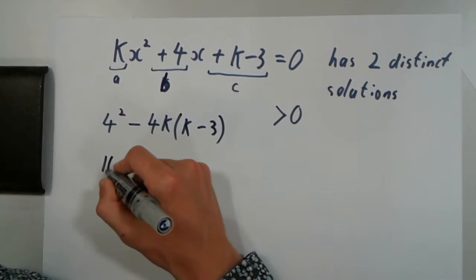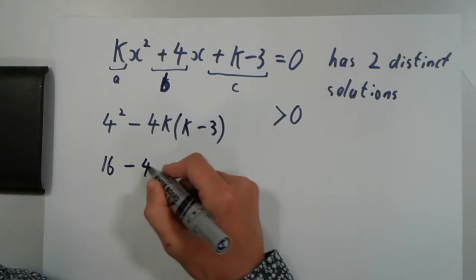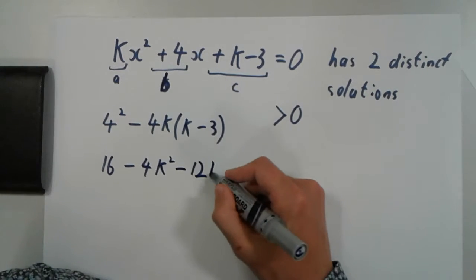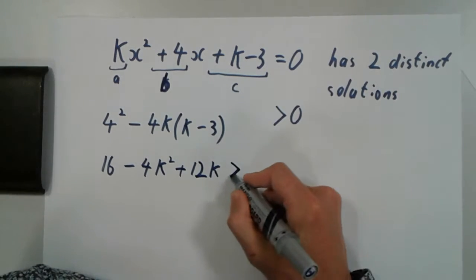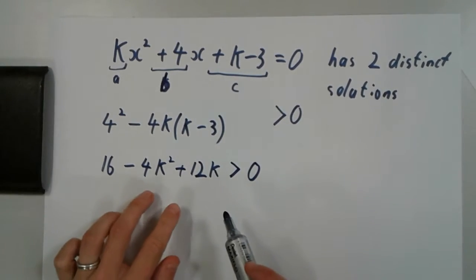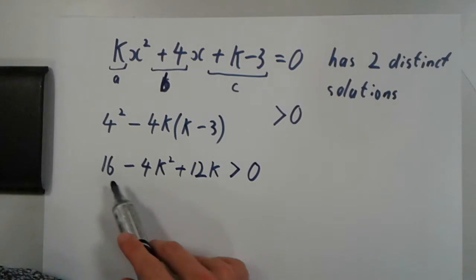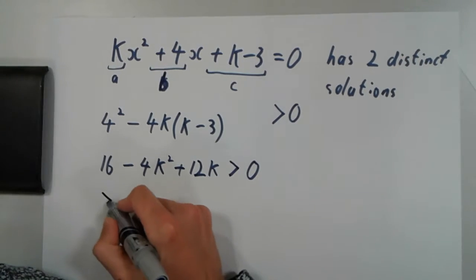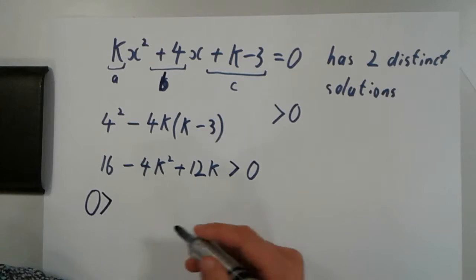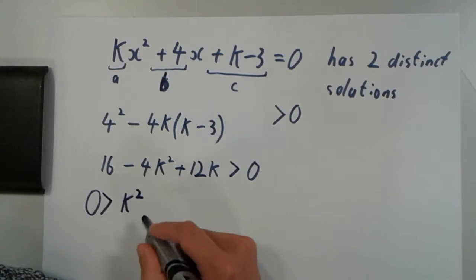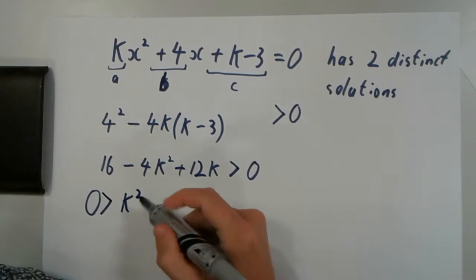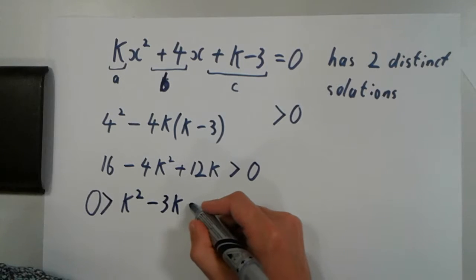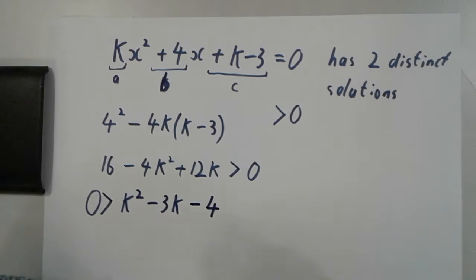So let's just tidy this up a little bit. So this is the quadratic that we're going to need to solve. We can divide through by 4 to just make our lives a bit easier, and we're also going to bring all of these terms over to this side. So now we have 0 is greater than k squared. Remember, we've moved this over to the other side, so it will be minus 3k. And moving that over to that side, we're going to get minus 4.